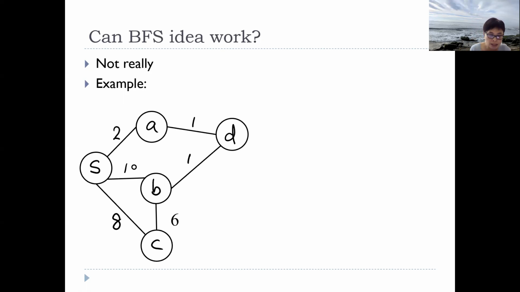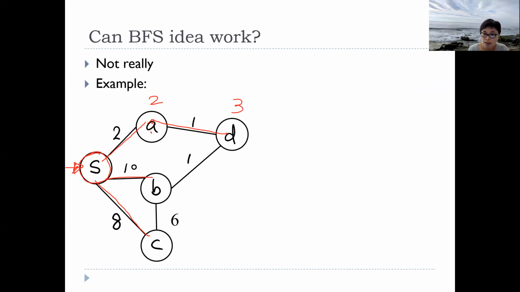Let's just look at this example. I start with the source node S. In BFS, I immediately reach A, B, and C. Then from A, we first explore its neighbors, and we see D. So we figure out that in this case the distance to A is 2, and the distance to D is 3. This looks good.